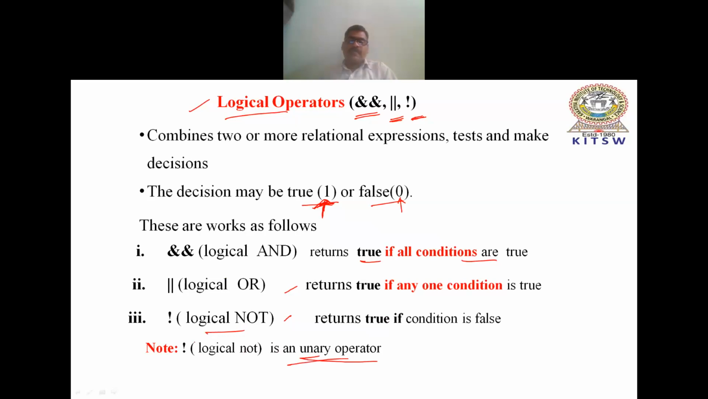So it is nothing but NOT of x. It means that if x value is 0, NOT of 0 means 1. That is true. Fine. Like that, if x value is 1, NOT of 1 means it is nothing but 0, which is false. So like that, it is a negation.